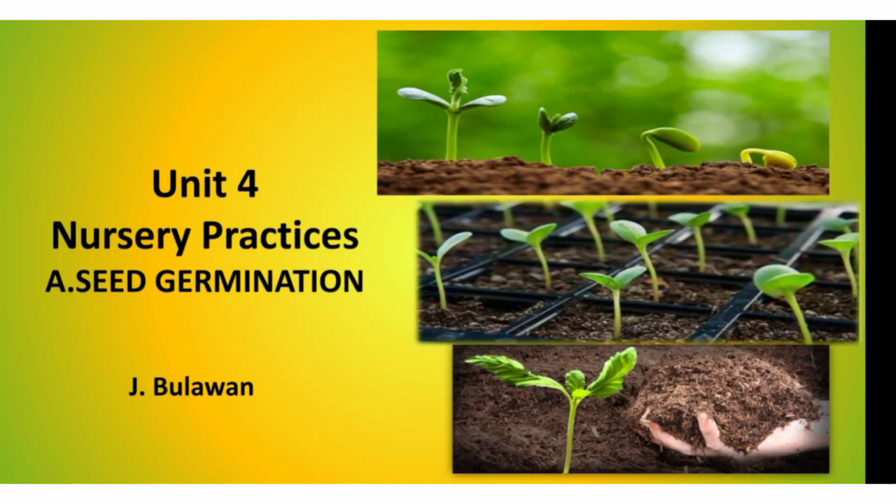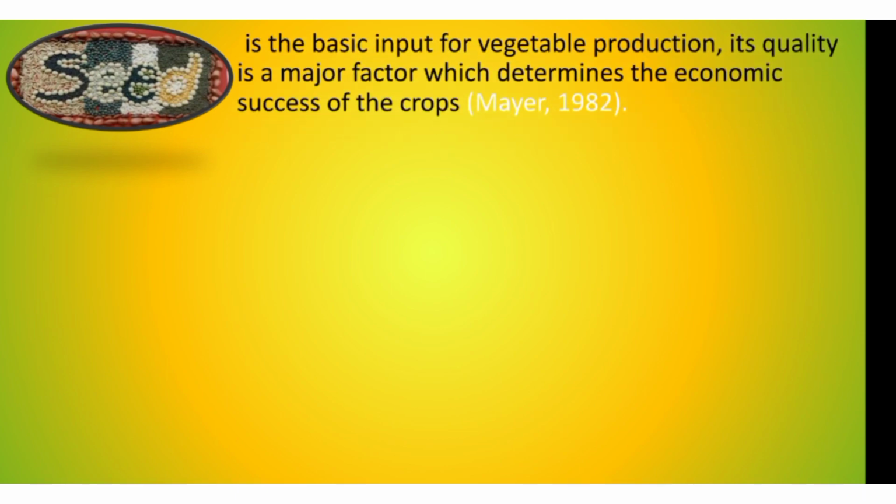We are now on unit 4. For the nursery practices, our first topic is seed germination. So what are seeds? Seeds are the basic input for vegetable production. Its quality is a major factor which determines the economic success of the crops, by Mayer in 1982.